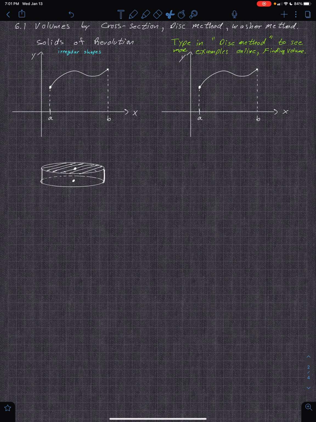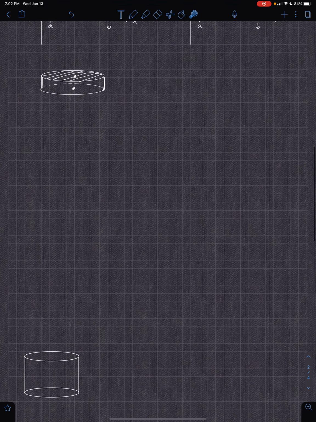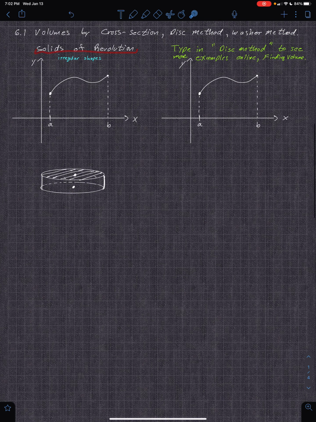6.1 is volumes by cross-section, what's called the disk method, and then more generally speaking, the washer method. So this is on what's called solids of revolution, and it's a way to find volumes of irregular shaped objects. It's not every irregular shape, but if the shape is defined by some function and you revolve it about a line, then you can find the volume of it.